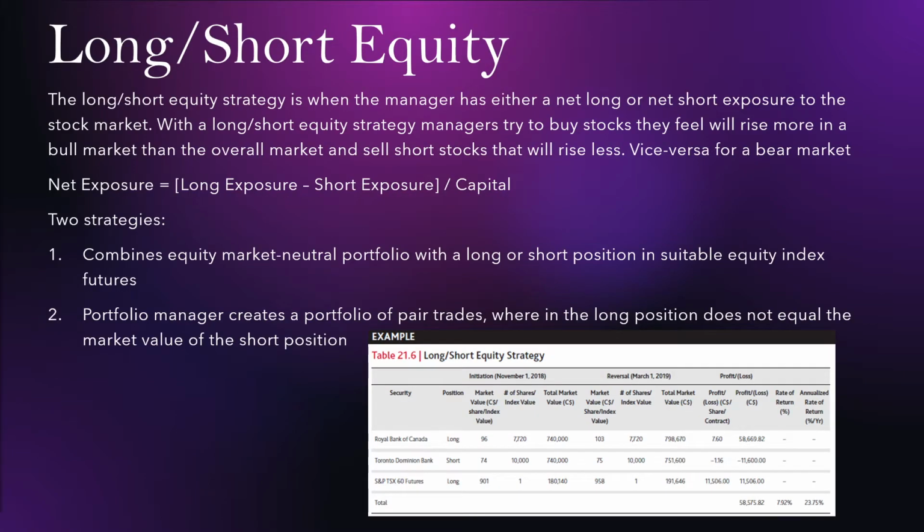So to start, we have the long and short equity strategy, and this is when the manager has neither a net long nor a net short exposure to the stock market. So with a long and short equity strategy, managers try to buy stocks they feel will rise more in a bull market than the overall market, and then they will short sell the stocks that will rise less. And then they'll do the vice versa in a bear market. So if they are able to predict the market correctly, then they should have some success with this strategy.